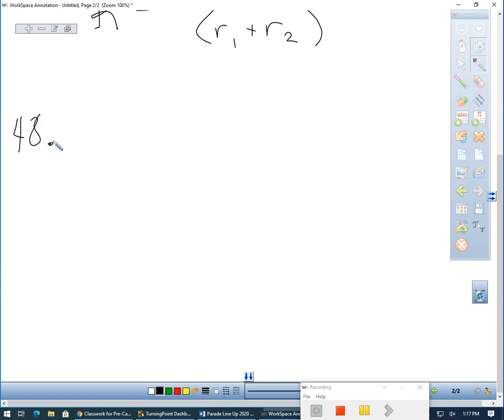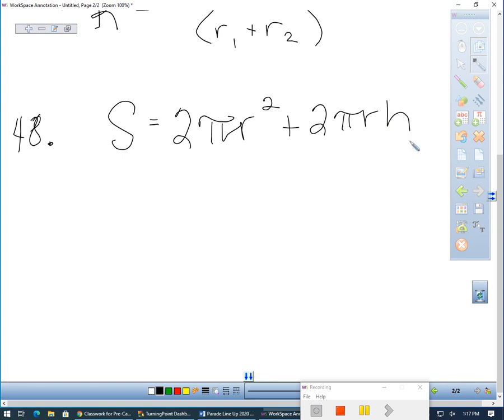On number 48, the problem is S equals 2 pi r squared plus 2 pi r h. And we are solving for h. We need to get this right here all by itself. So the first thing we should do is move the term that doesn't have an h in it to the other side. How do I move this term that doesn't have an h to the other side?